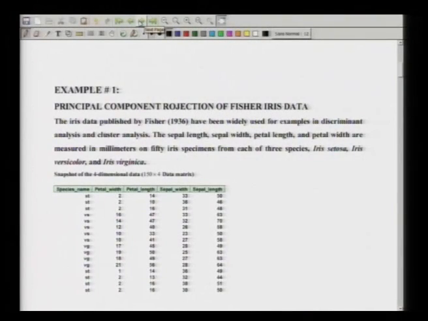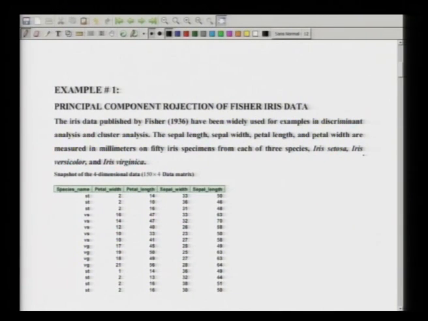Now, the first example we do is the famous iris data published by Fisher in 1936, a very old data set. It has been widely used for examples in other branches of multivariate analysis also, like discriminant analysis and cluster analysis. What has been collected here is data on iris specimens. This is a type of flower, and there are 3 species: iris setosa, iris versicolor and iris virginica, with 4 characteristics measured on each. Data on these 4 characteristics are collected.